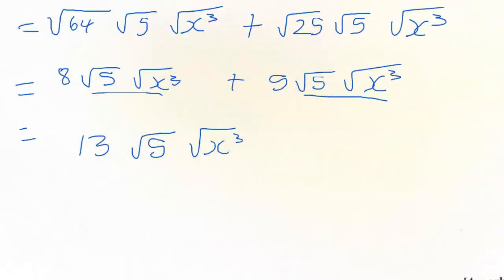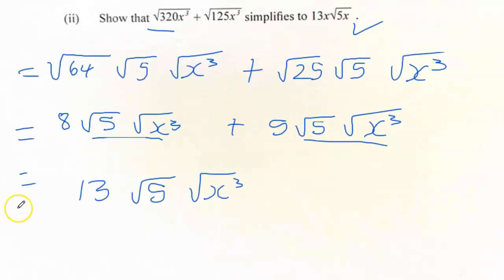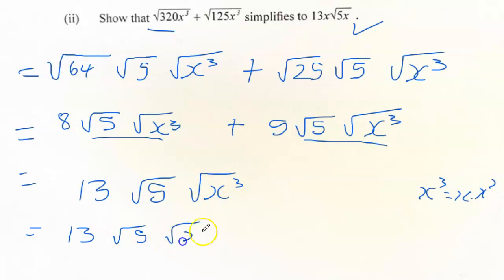We can break up x cubed. So this is 13 root 5. So x cubed is x times x squared, right? x cubed is x times x squared. So we can break it up as root x times root x squared. If we combine them by multiplying, we get back root x cubed. So we can rewrite it like that. So this is 13.